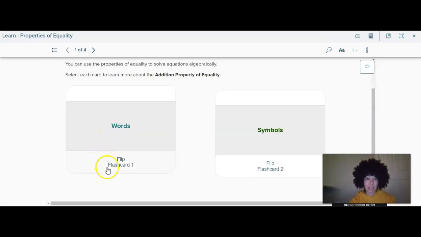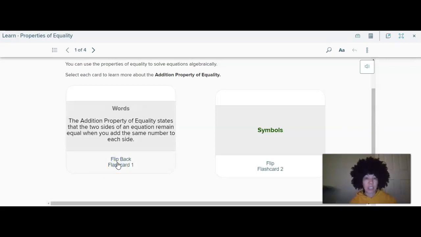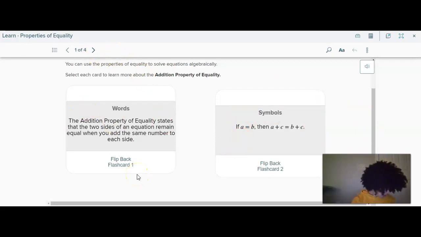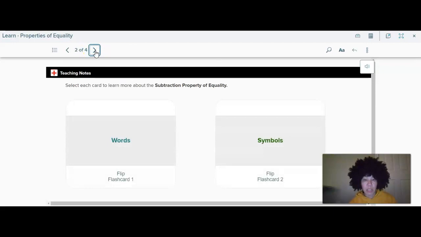We're going to start this section with the addition property, and then add some other properties in later sections. The addition property of equality states that the two sides of an equation remain equal when we add the same number to each side. So if A equals B, and I add a number, we'll call it C, to both sides, then these sides are still equal to each other. Actually, these are one-step equations, so not just addition. We'll use several of these properties for these one-step equations.